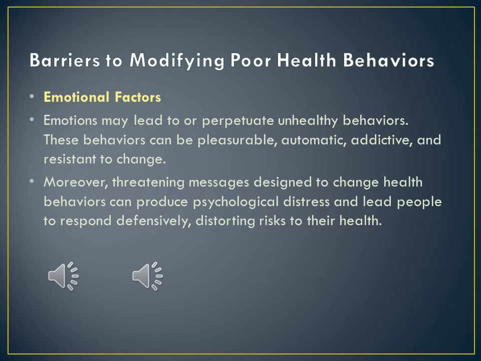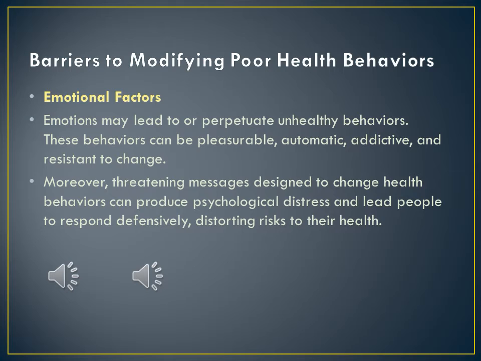So emotions may lead to or perpetuate unhealthy behaviors. Most probably these emotions are leading persons to unhealthy behavior or to perpetuate these unhealthy behaviors. These behaviors can be pleasurable, automatic, addictive, and resistant to change. So it is difficult to get back from these emotional factors, because that behavior gives pleasure to the person. It is automatic in nature, and someone becomes addicted to the behavior and finds it hard to come back from that; sometimes resilience is not possible with that person.